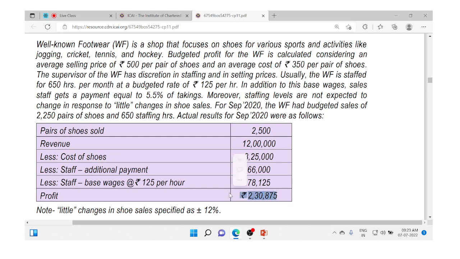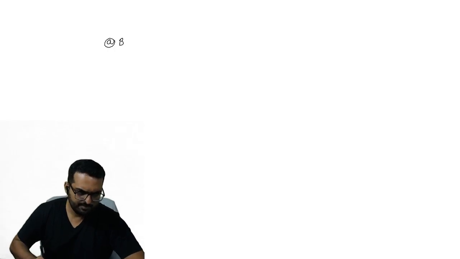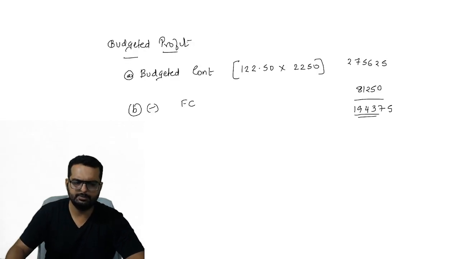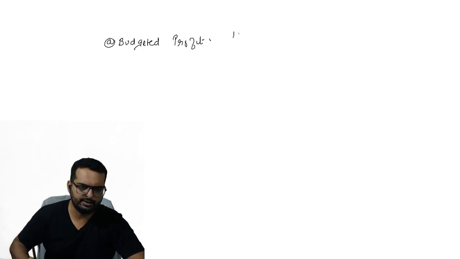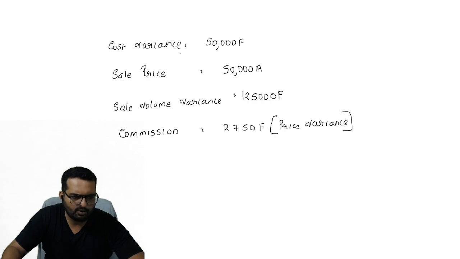Two lakh 30 is the actual profit. So is it getting reconciled, friends? Shall we do it together now? The budgeted profit is 194,375. Now from here, what are we going to do? We are going to make adjustments for all the variances.